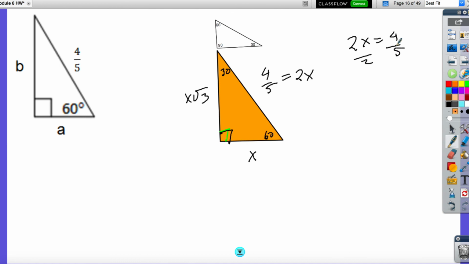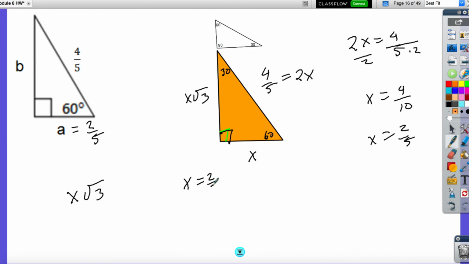I would need to divide both sides by 2. So this would give me x equals 4 over 10, which reduces to x equals 2 over 5. So that means the side across from 30, which is right here, is 2/5. Now, last but not least, we need to find the b value. Remember, that is x radical 3. So I know x is equal to 2/5. So all I do is substitute this 2/5 in for x, which means 2/5 radical 3 is the side of b. Or it could be written a little more prettily as 2 radical 3 all over 5.